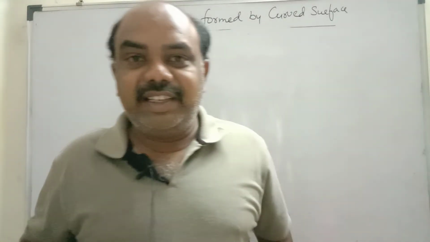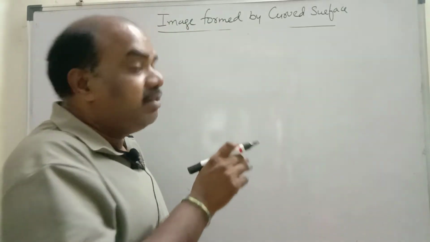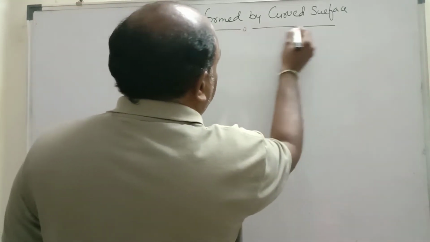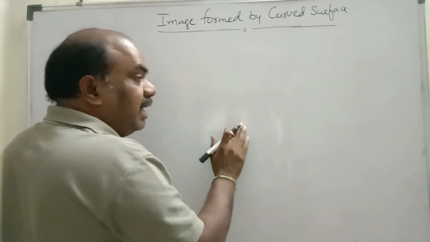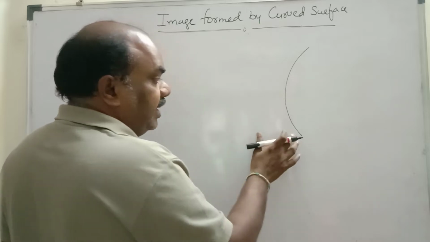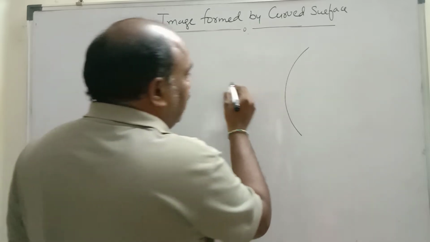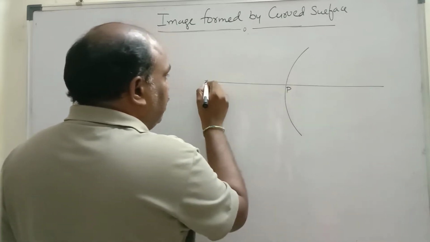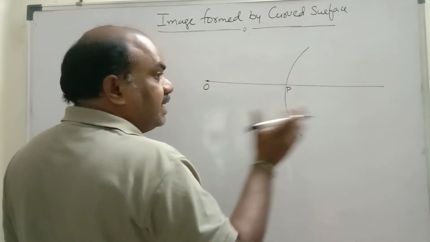Hello children, in this session we will see one more important derivation in refraction of light, that is the image formed by a curved surface. How to find the image formed by a curved surface? This is a curved surface, a transparent medium. Let us consider this is the principal axis, this is the pole. Place the object here, where is the image formed?